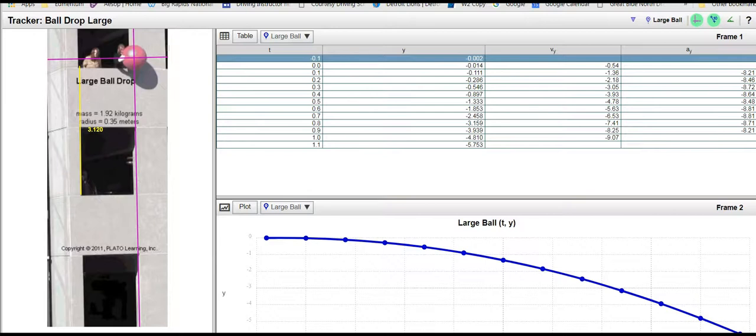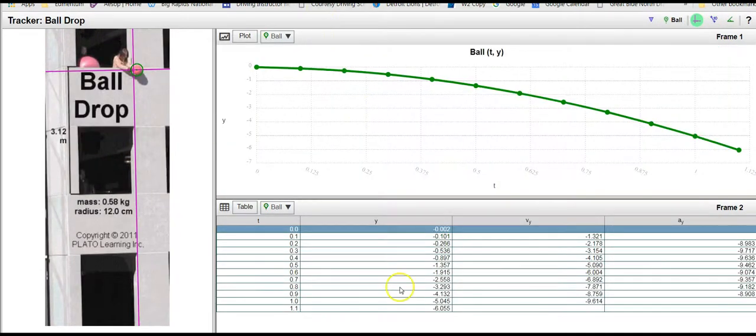Now for part E, it's looking for between 0 and 1 second, the small ball and large ball, how much displacement was there? And then you're trying to find the velocity. So if you look at the small ball at 1 second and the large ball at 1 second. So we go to the large ball at 1 second right here. Looks like 4.81. And if we look at the small ball, which is right there, at 1 second, 5.045.